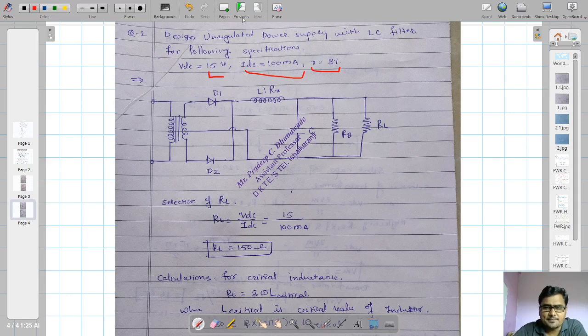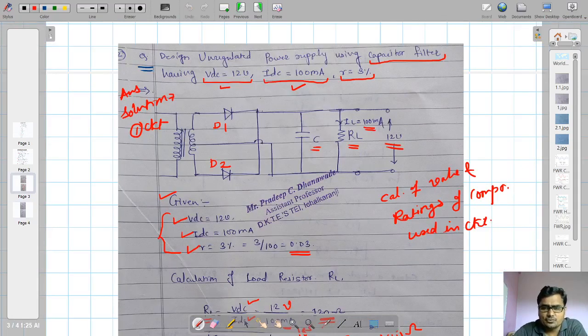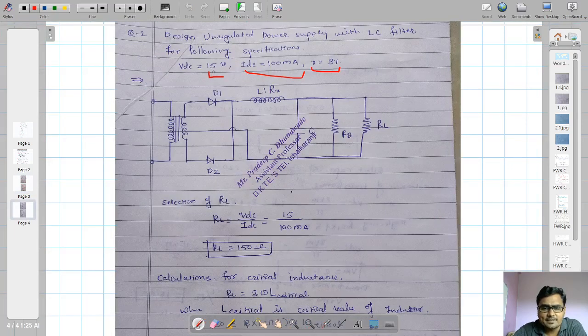Let me check. Here 15, 3. See, two quantities are same. Look at this. This is same. Then things will be very simple, is it? There is only difference in VDC. There it was 12, I'm considering 15 here.